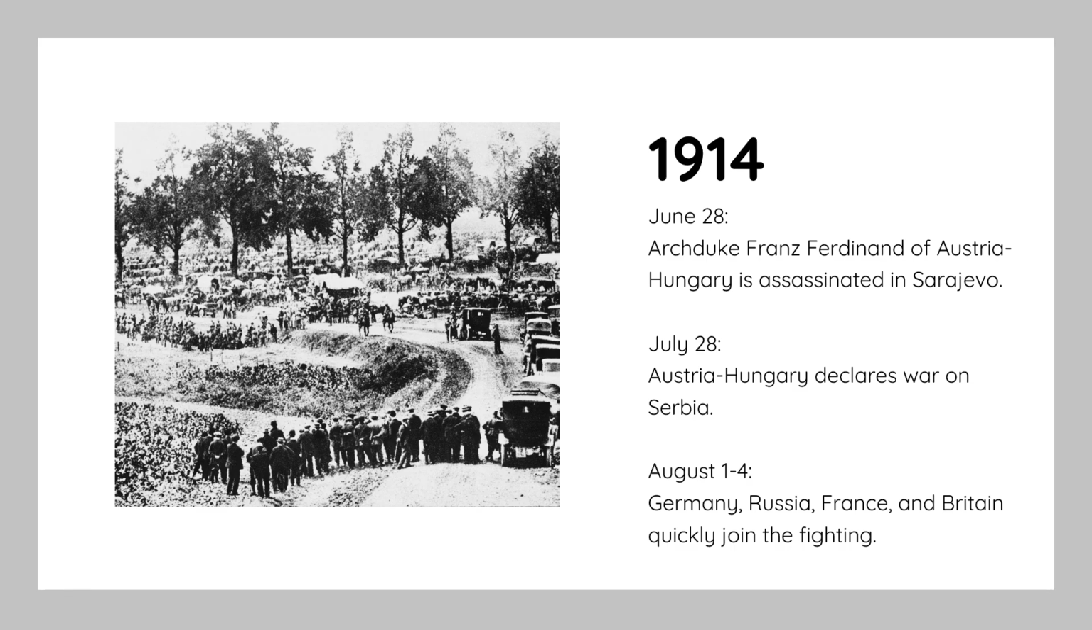That spark happened on June 28, 1914, when Archduke Franz Ferdinand of Austria-Hungary was assassinated. Austria-Hungary blamed Serbia and declared war. Because of alliances, other countries joined within days. What started as a small conflict quickly turned into a world war. From August 1st through 4th, Germany, Russia, France, and Britain quickly joined the fighting.